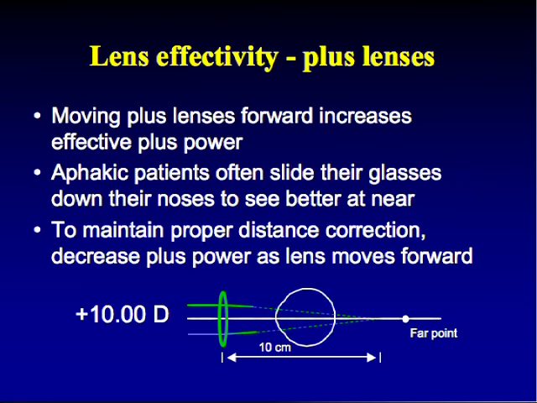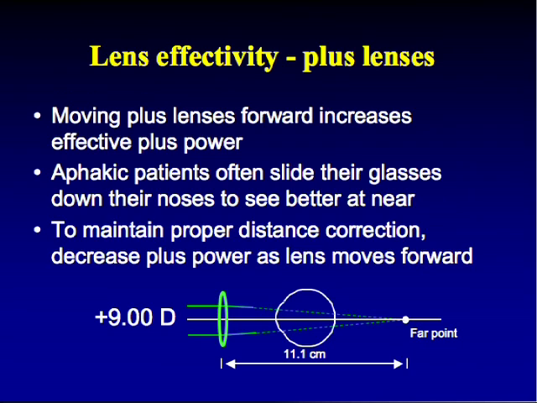So we have to give a weaker lens here. We have to reduce this, say, to plus 9. Now it's going to have a longer focal length because 1/9 is 0.11 meters, or 11 centimeters. And now the far point once again coincides. So to maintain proper distance correction, you would decrease the plus power as the lens moves forward.